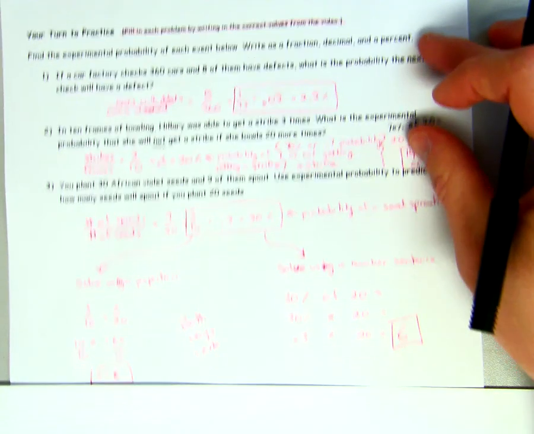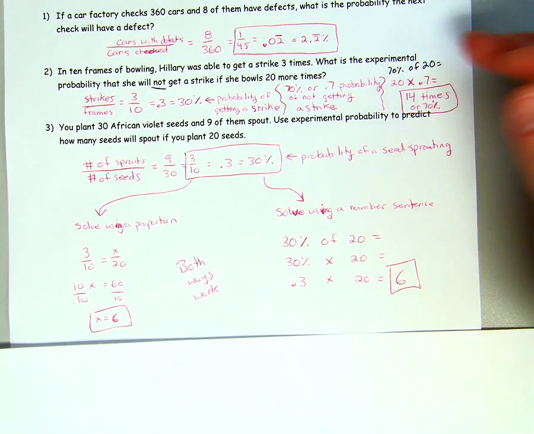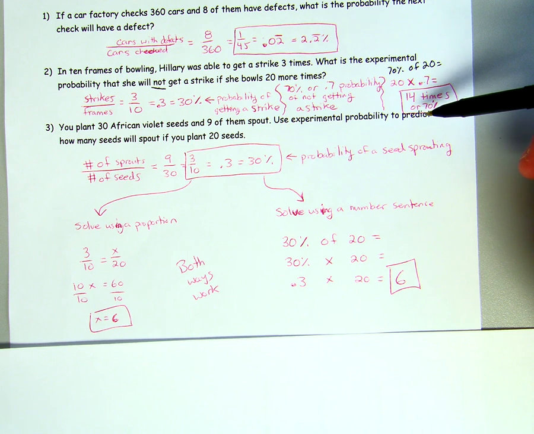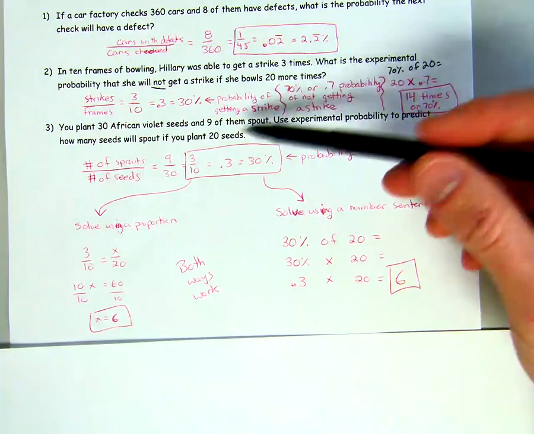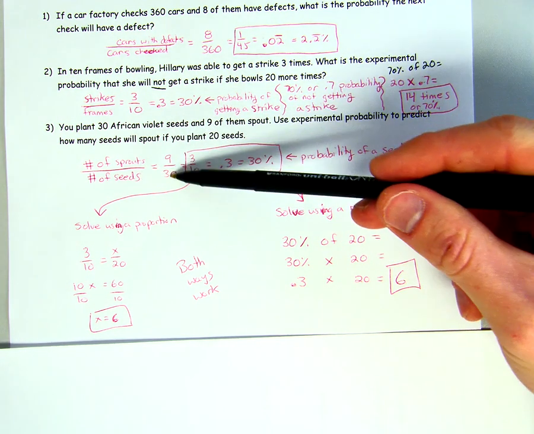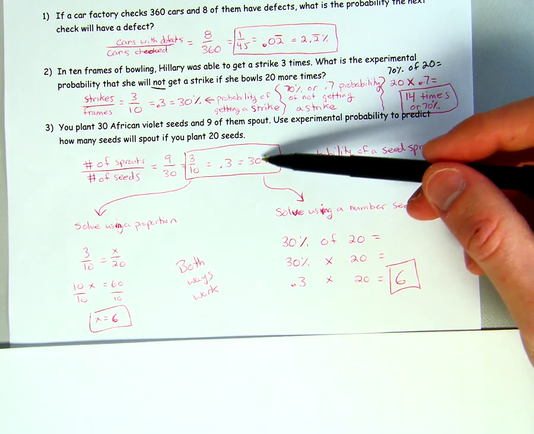You plant 30 African violet seeds and 9 of them sprout. Use experimental probability to predict how many seeds will sprout if you plant 20 seeds. We have number of sprouts divided by number of seeds. We have 9 over 30, which gets simplified to 3 over 10, or a 30% chance.